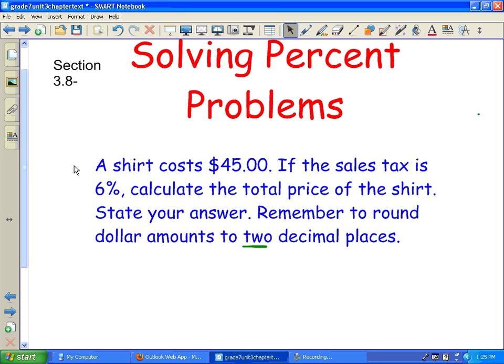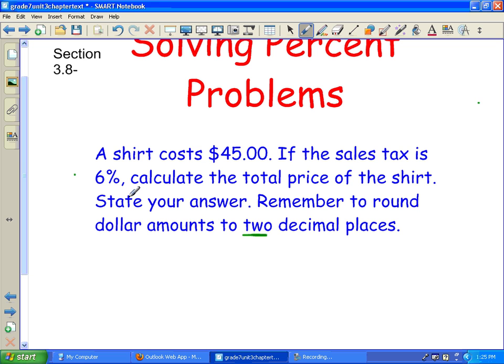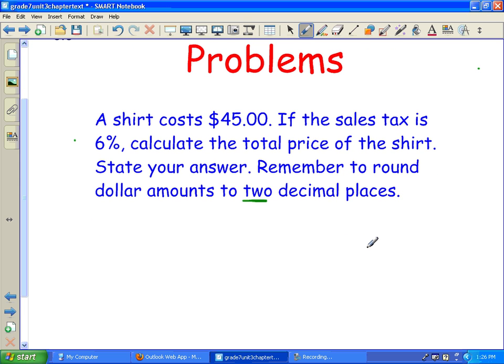Section 3.8, Solving Percent Problems. Remember, percent is out of 100. That's all percent means. So let's look at this one here. A shirt costs $45. If the sales tax is 6%, calculate the total price of the shirt and state your answer, rounded to 2 decimal places. In other words, to the amount that money would show. You've got to have 2 decimal places.